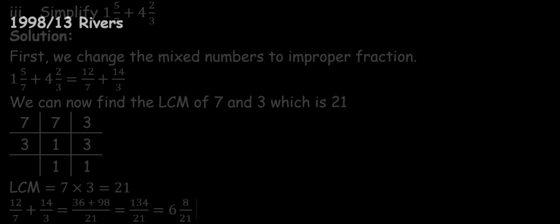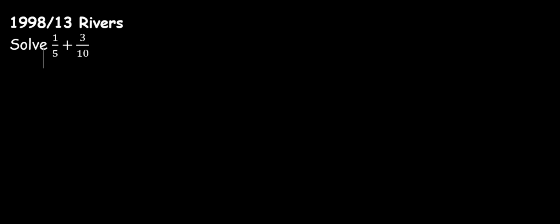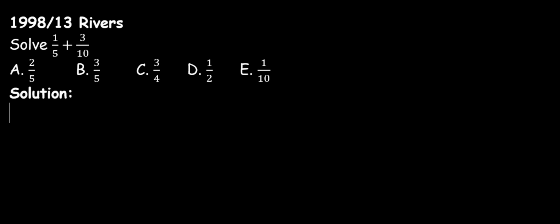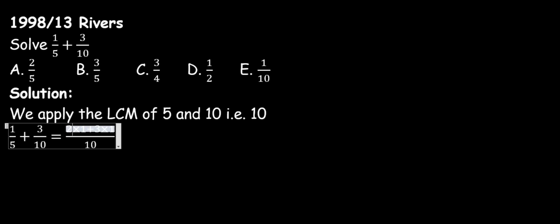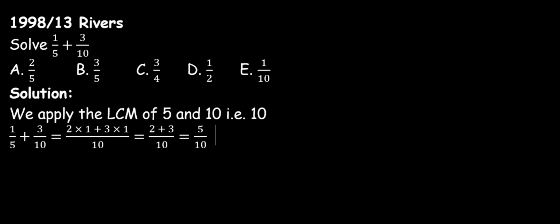Another example. Solve 1 over 5 plus 3 over 10. The options are given. Solution. We apply the LCM of the denominators 5 and 10, and that is 10. So our given problem becomes equal to, we have 10 at the denominator, and in the first fraction, 5 divided 10 will give you 2. So we have 2 times the 1 that is there at the numerator. Plus, in the second case, 10 divided 10 will give you 1. 1 times the 3 that is there. And that will give us equal to 2 plus 3 over 10, which will give us 5 over 10. And that reduces further to 1 over 2.